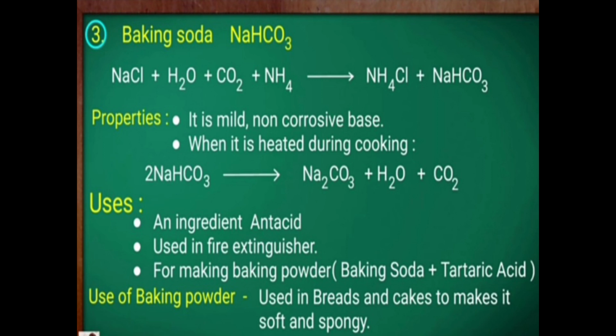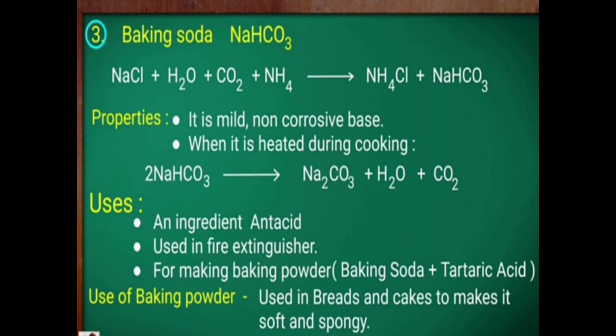It is used in fire extinguishers, to extinguish the fire. And baking powder can be prepared by mixing baking soda with tartaric acid. If we mix baking soda with tartaric acid, we get baking powder. This contains sodium hydrogen carbonate. Baking powder is used in breads and cakes to make them soft and spongy.